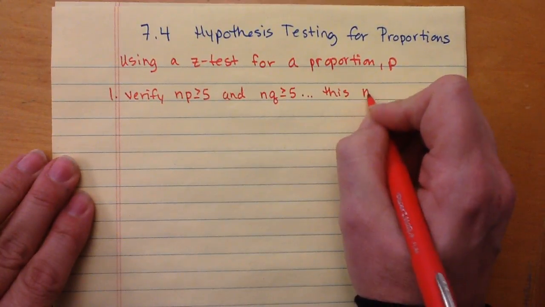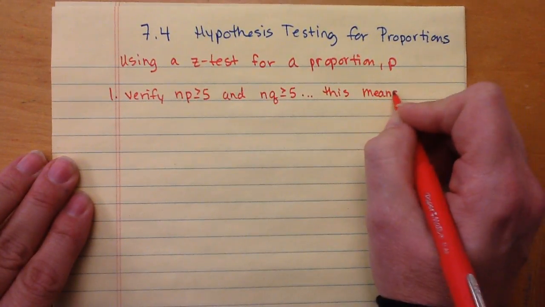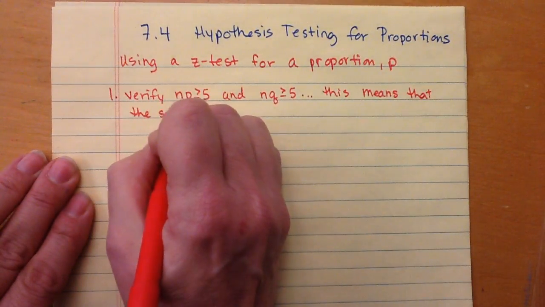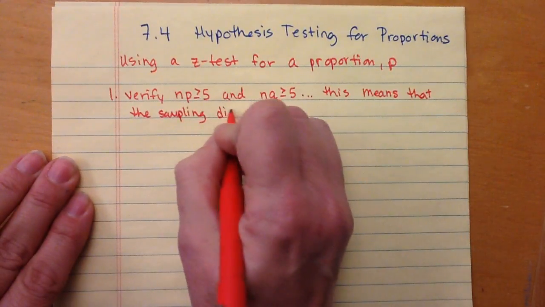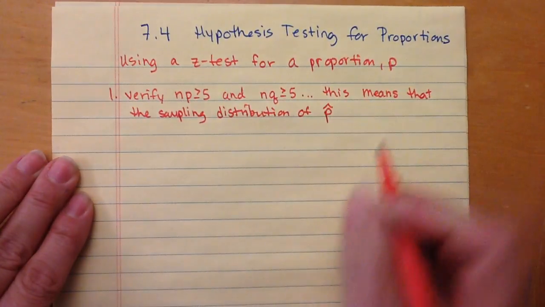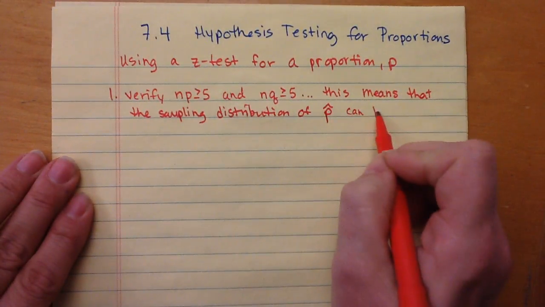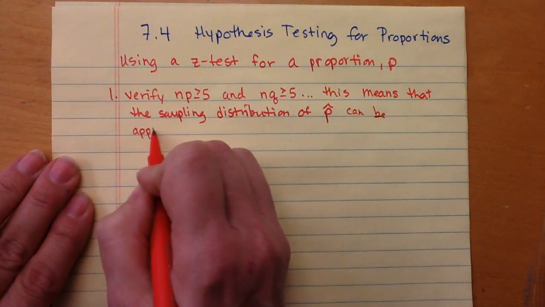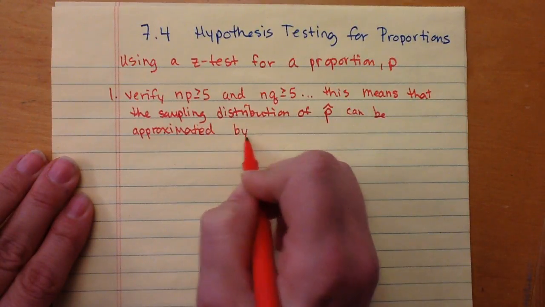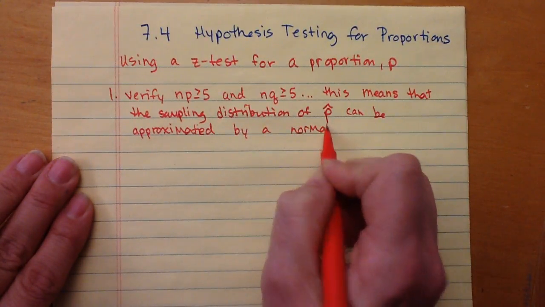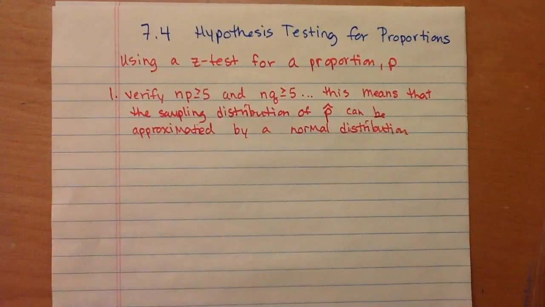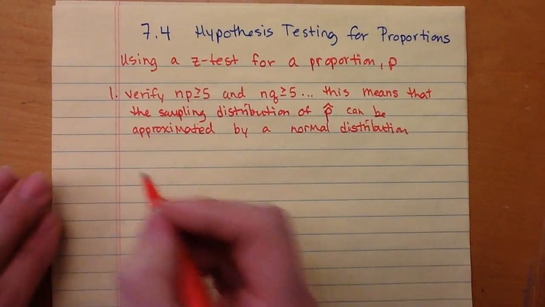So remember, when we talked about this for a confidence interval, this means that the sampling distribution, which was p hat, can be approximated by normal distributions. And that's important for us because we want to be able to use z-scores.